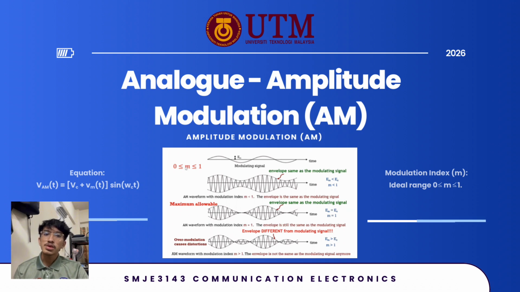As seen in the figure, we must maintain M between 0 and 1. If M exceeds 1, overmodulation occurs, causing an abrupt phase reversal at the zero crossing point. This leads to envelope flipping, which prevents the receiver from accurately recovering the original message.